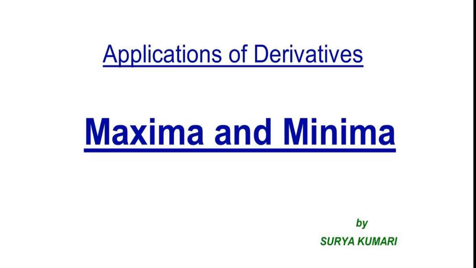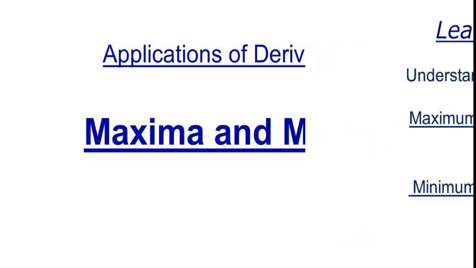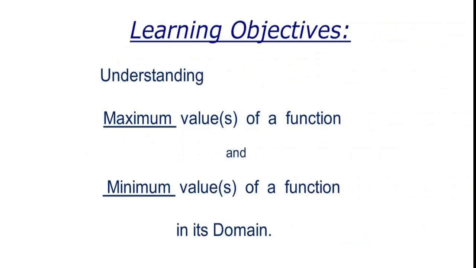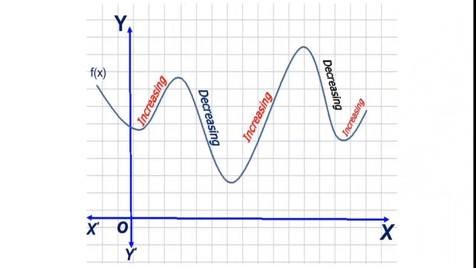In this lecture on maxima and minima, we will understand the terms maximum values and minimum values of a function in its domain. Here is the graph of a continuous function. We find that the graph is increasing and decreasing alternately. That is, it changes from an increasing function to a decreasing function.